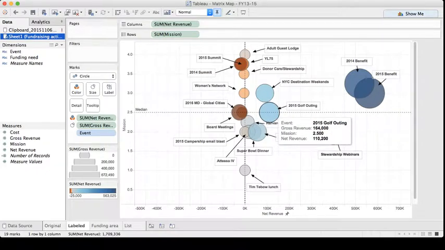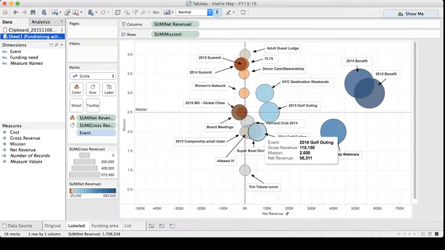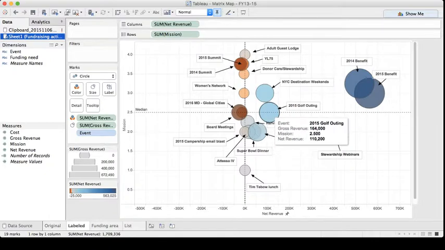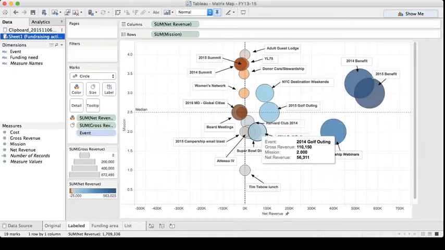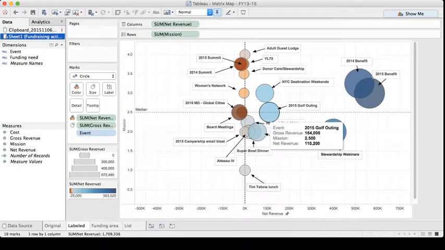Here's an event that we did in 2015, a golf outing. You can see here it made some money, and it had a good amount of mission impact, about a 2.5, which is the median we're saying here. The year before it made a little less money, and it had less mission impact, which means that from 2014 to 2015, we learned how to make it more impactful.